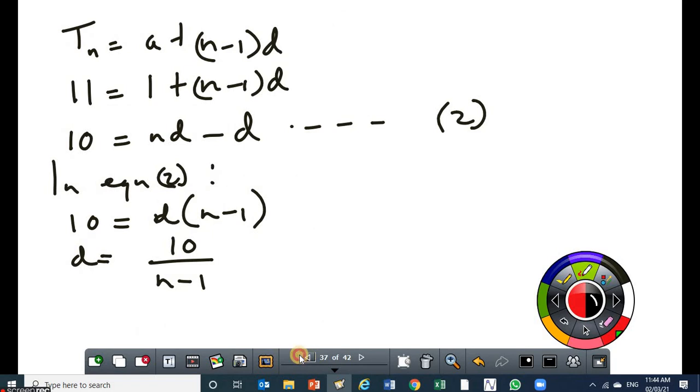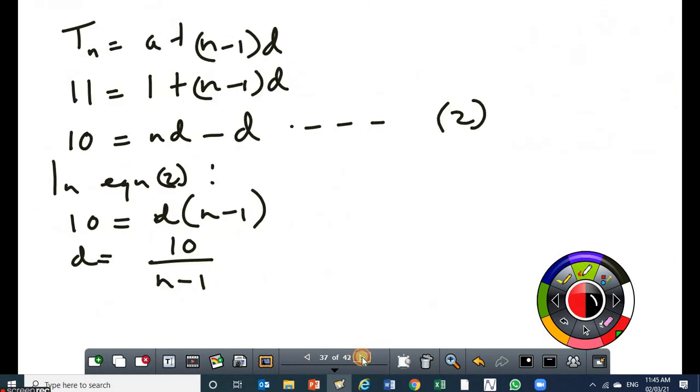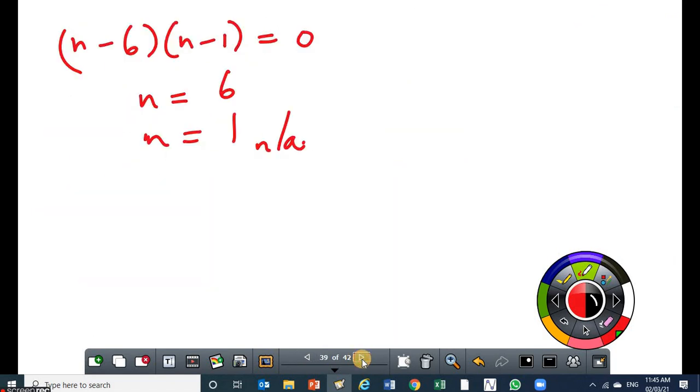You see the question? The question says the sum to n terms. Now, if n is equal to 1, we are saying T1 is equal to 1, which won't make sense because the sum is what? 36. So we have to reject n equal to 1. And it's important for you to indicate that you are rejecting n equal to 1 because the examiner might allocate a mark for rejecting that n equal to 1. Which means therefore our n is equal to 6. So we have 6 terms. Are you following? Yes, sir.